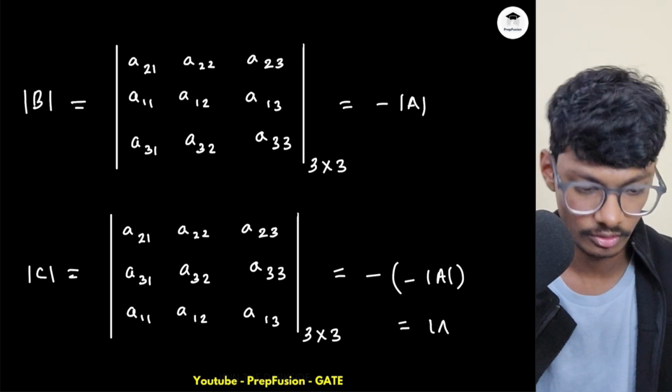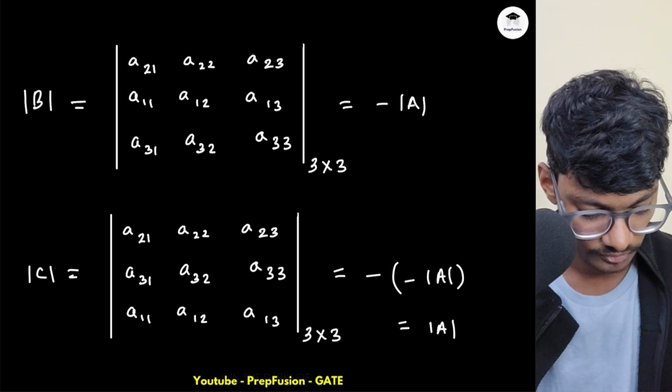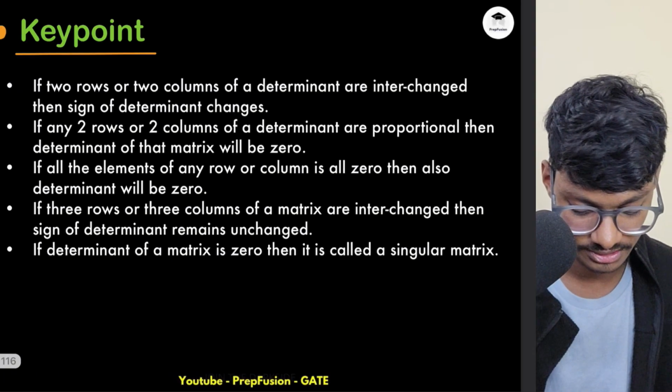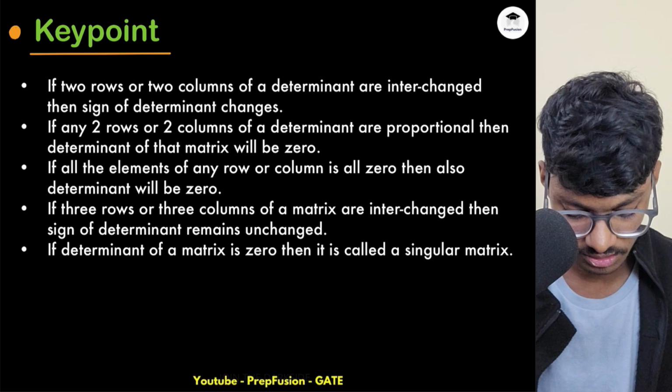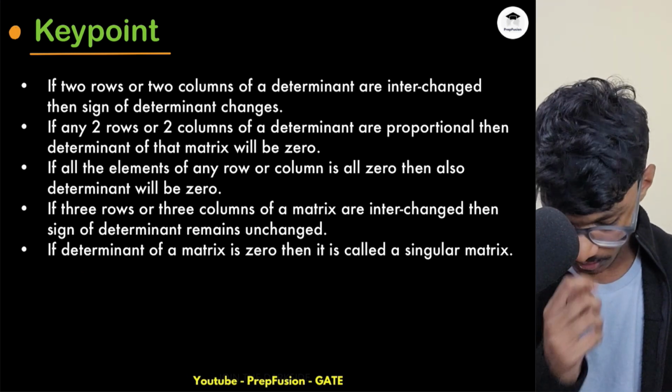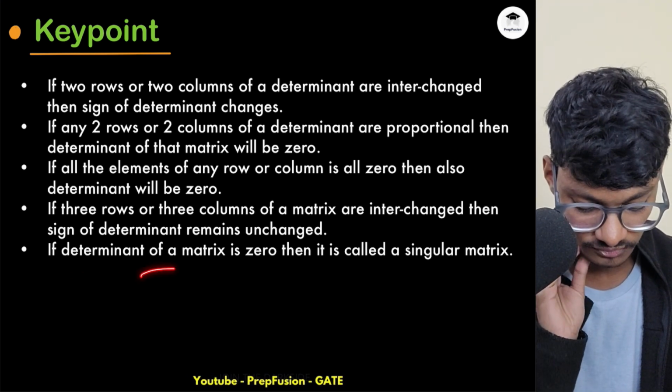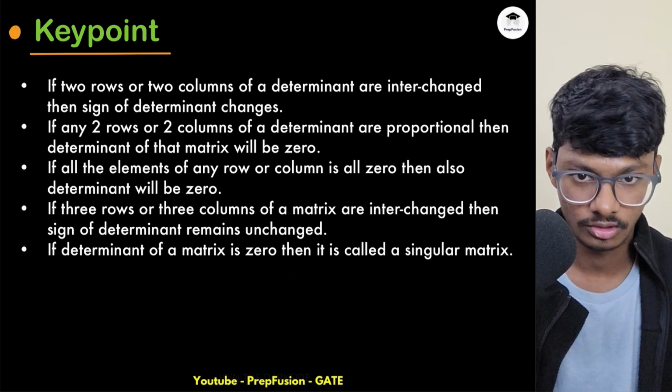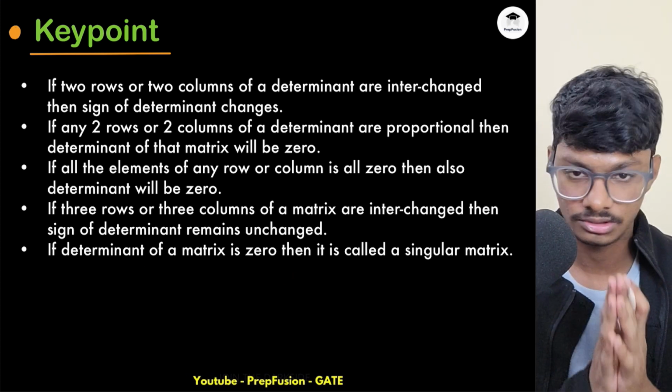That is what I was trying to explain. So overall it will become plus only. So if you do 3 interchanges, exchanges, it won't matter, the sign won't change. Okay, and another important point is if the determinant of a matrix is 0, then it is called a singular matrix. This is terminology. Okay, terminology, nothing else.